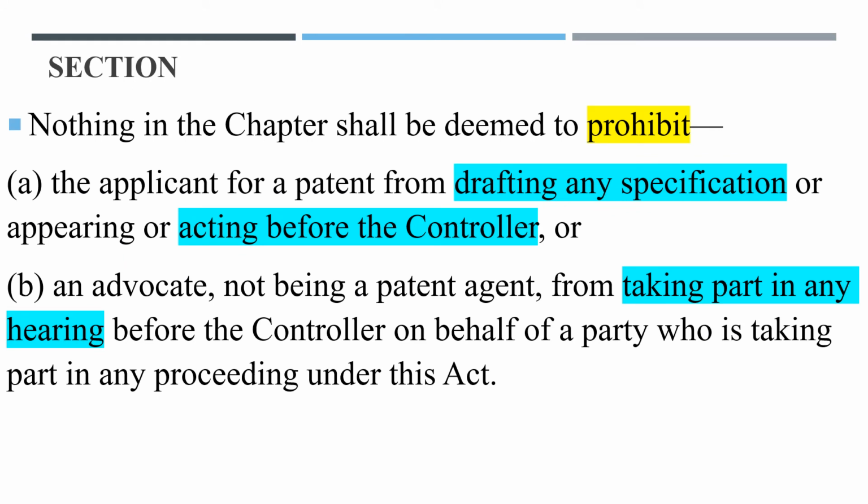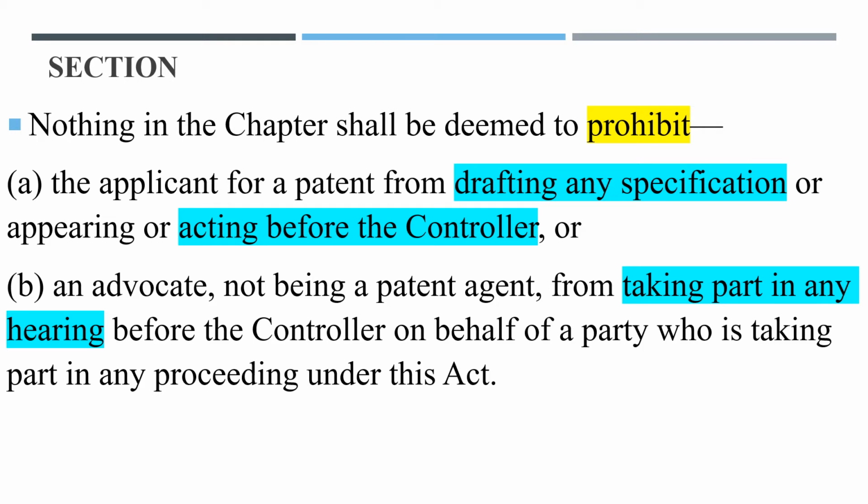Nothing in the chapter shall be deemed to prohibit, clause A, the applicant for a patent from drafting any specification or appearing or acting before the controller, or clause B, an advocate not being a patent agent from taking part in any hearing before the controller on behalf of a party who is taking part in any proceeding under this act. Okay, so here we can see the keyword is prohibit.